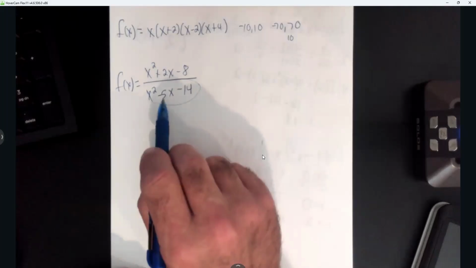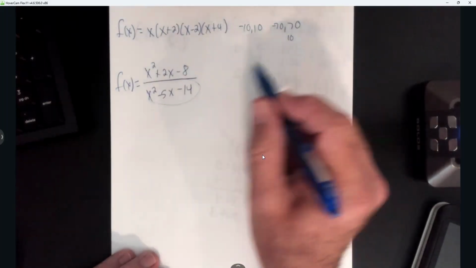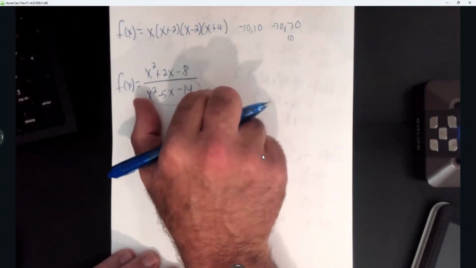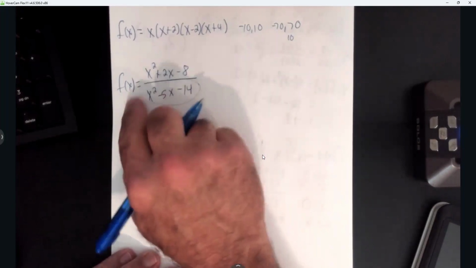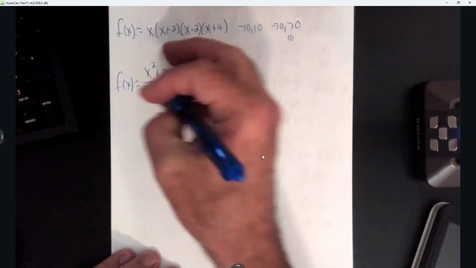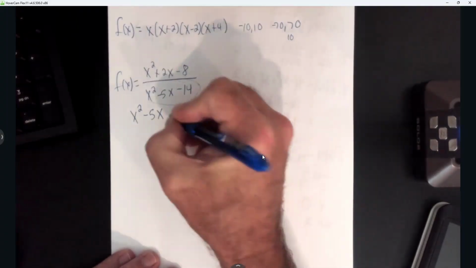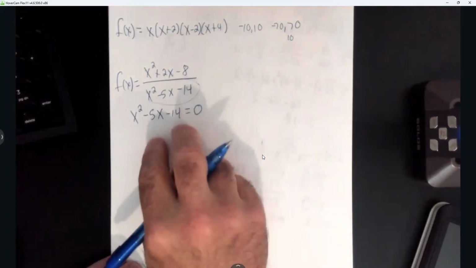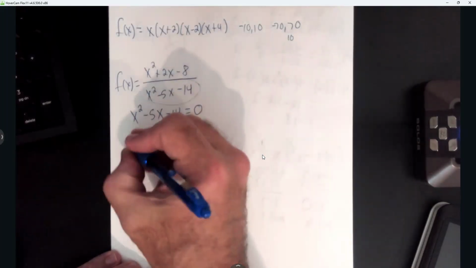But I'm just going to set the bottom equal to 0, because remember, vertical asymptotes, we find those the same way we do the domain. Vertical asymptotes occur where this is undefined, and the only thing that's going to make it undefined is if that bottom equals 0. So we force it to give us the answers by setting it equal to 0.